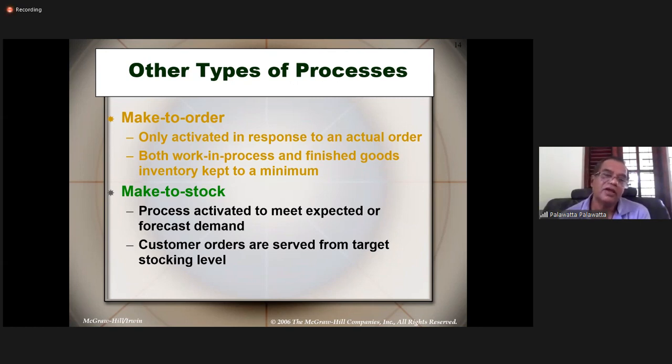So you see, if new models come, new designs come, new technology comes, stocking and keeping for a long time is not a wise decision.